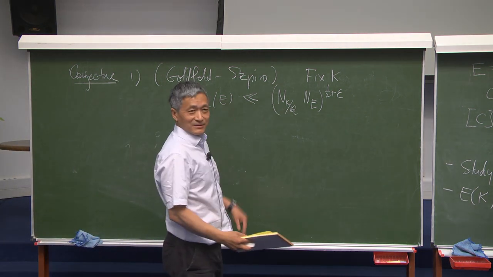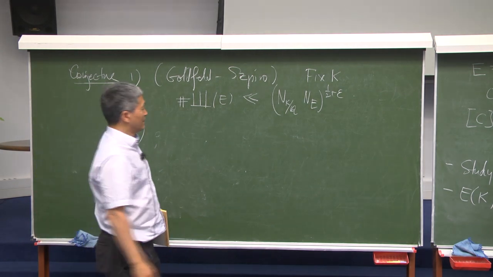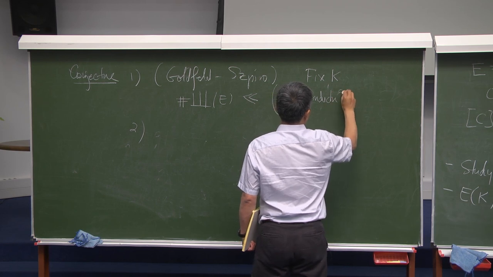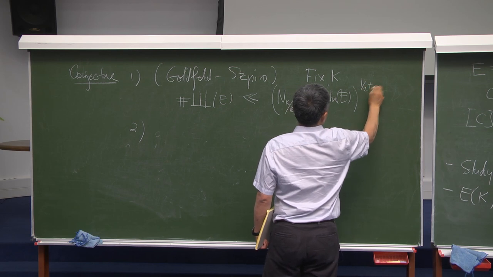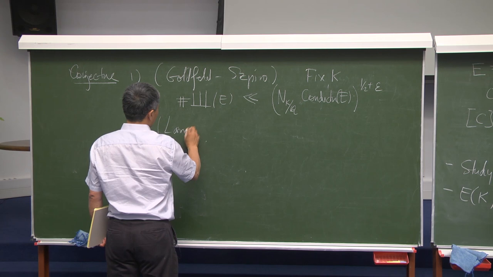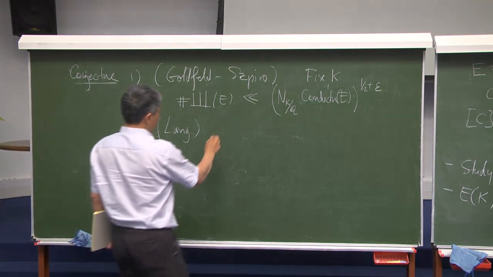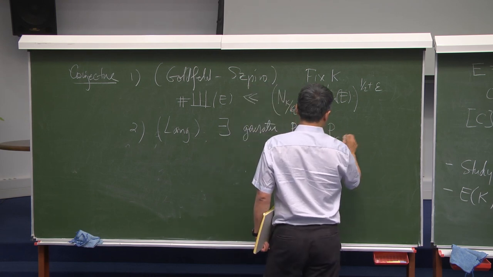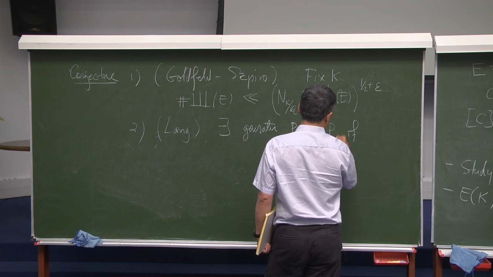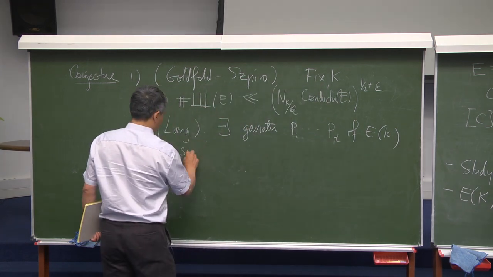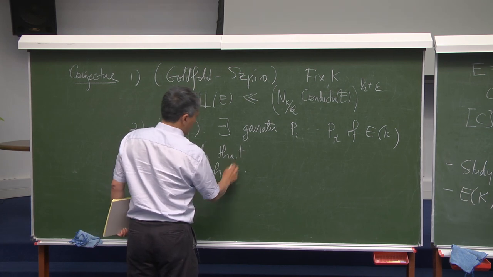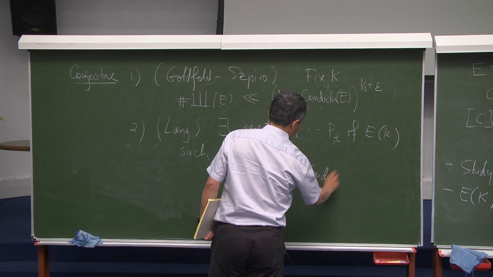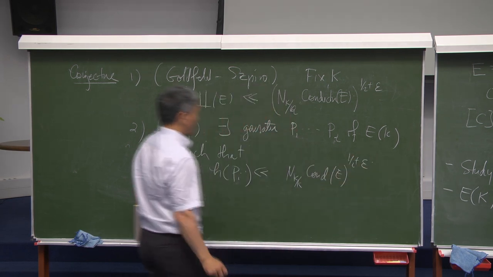So this bound is not logarithmic. This is the conductor, so maybe I write the conductor there. The second part, by Lang, takes exactly the same form: there exist generators P_1, ..., P_t of E(K) such that the height of each P_i is less than or equal to almost the same bound.